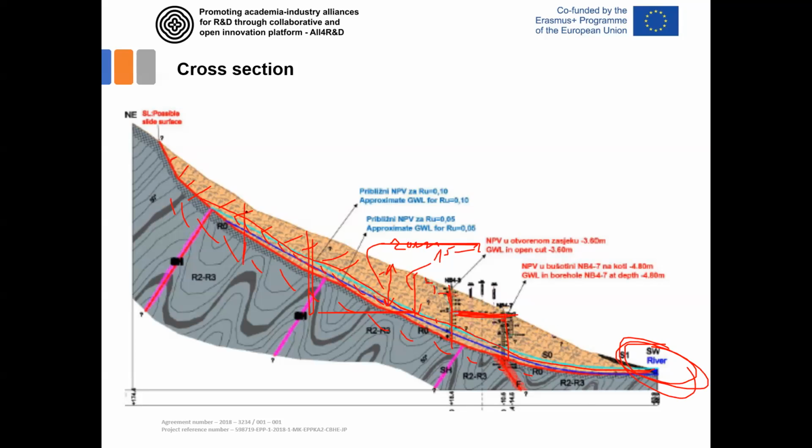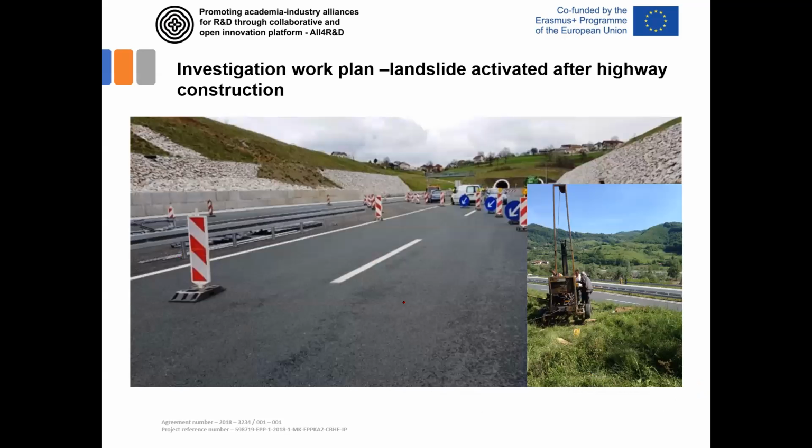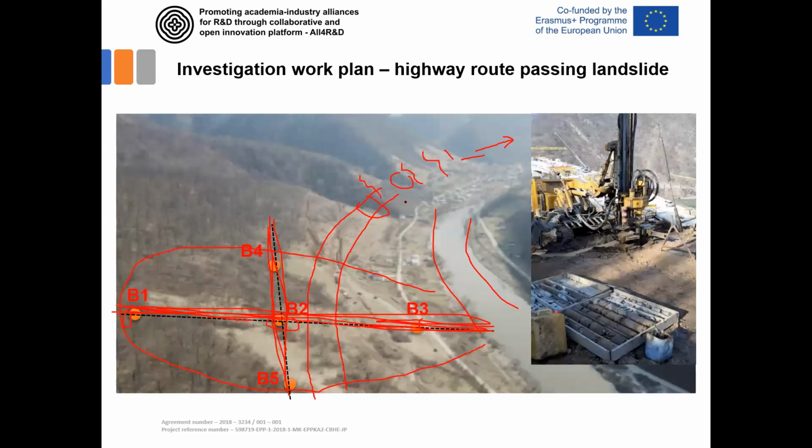So it's very important to have as many boreholes like here, to define a typical cross section. Also to define a longitudinal cross section that will indicate the volume of this potential unstable area. So this was the example of investigation work planned for the highway route passing a landslide. This is that option A we mentioned last time. We need to pass the highway up through the landslide. So we need a typical cross section and a typical longitudinal section.